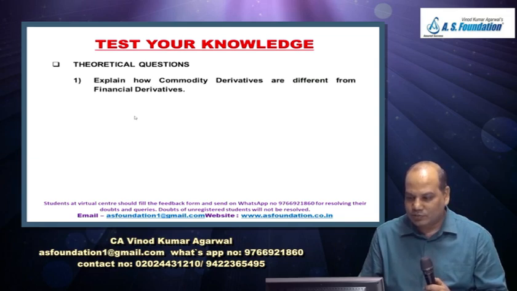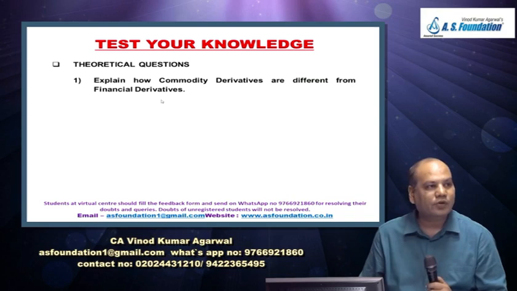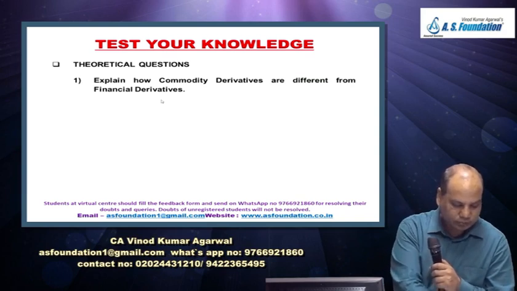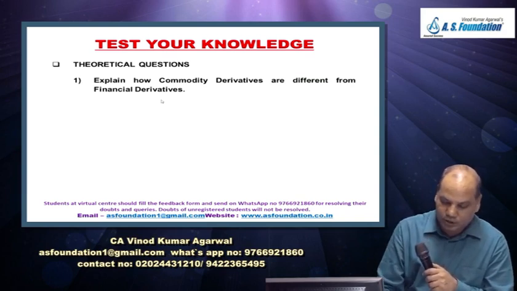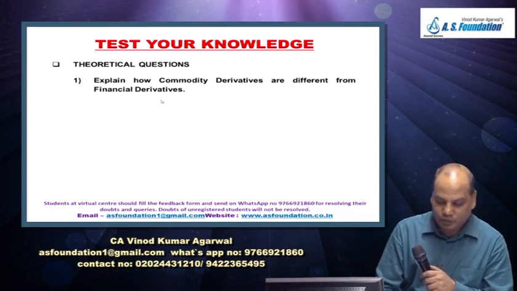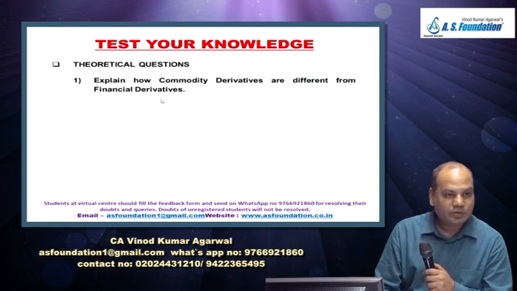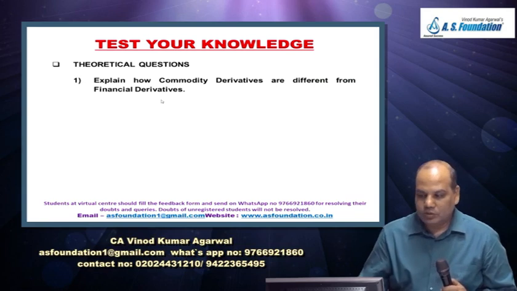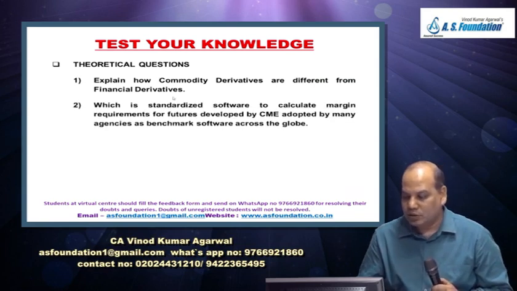Test your knowledge. First question, explain how commodity derivatives are different from financial derivative. So the answer is printed in the book on 3rd page of this chapter, para 4. Write class note, page 3, para 4. Para 4.1, more specific. Class note, page 3, para 4.1. A direct question can be asked for 1 or 2 marks.